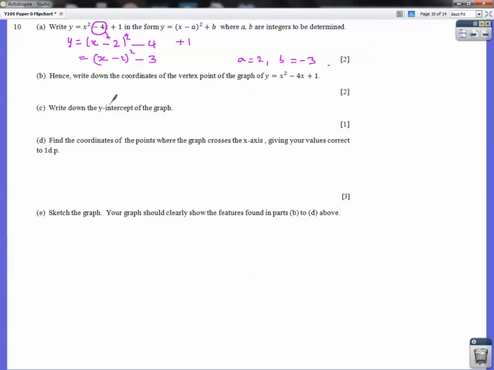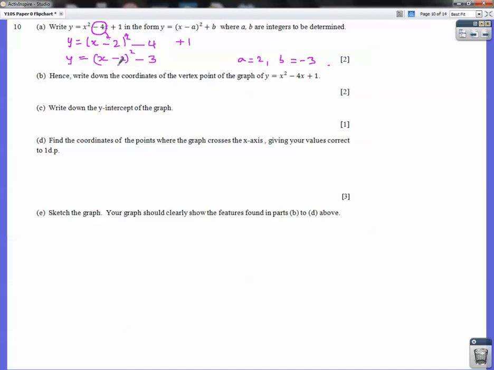Okay, now it says write down the coordinates of the vertex point of the graph of y equals x squared minus 4x plus 1. This is the same as the equation in part A, so presumably I can use part A to help me with B. The vertex point in this graph is the lowest point on the graph. The lowest value of y can be deduced from the completed square form, because we can see that y is equal to something squared minus 3.